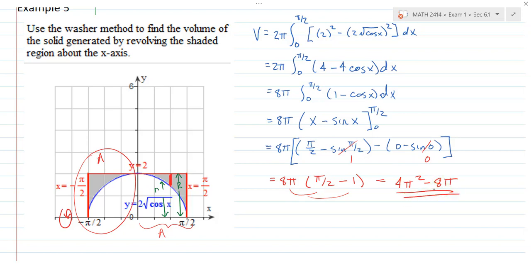Okay, so we've seen several examples of how to find volumes of solids of revolution using both the disk method and the washer method, so I'm going to cut this off, stop the video for this, and we're going to take a short break before we continue.